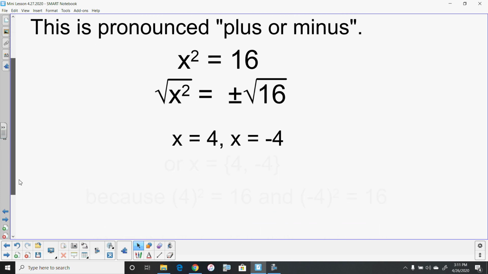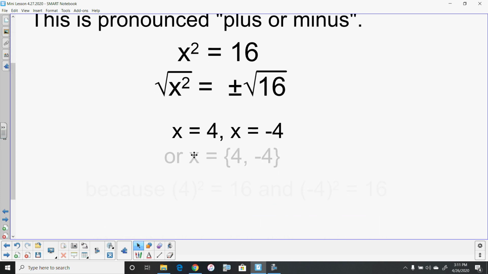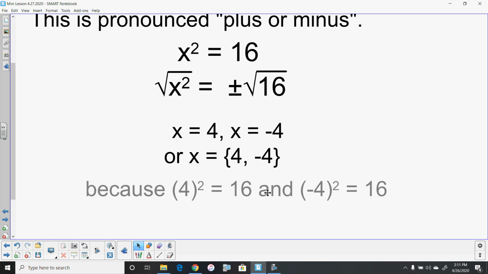Now, your teachers write this a few different ways. One way this is written sometimes is with these brackets here representing the entire solution set. But as I mentioned, we get our two answers here because when you plug those back into the original equation, they both give you an answer of 16.